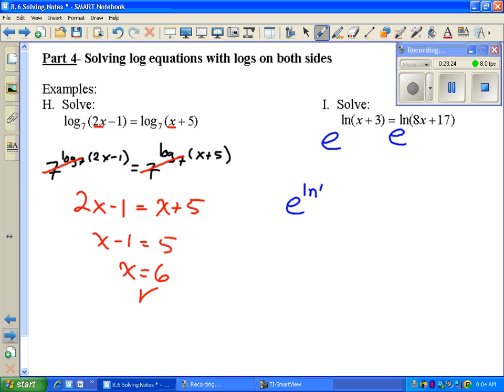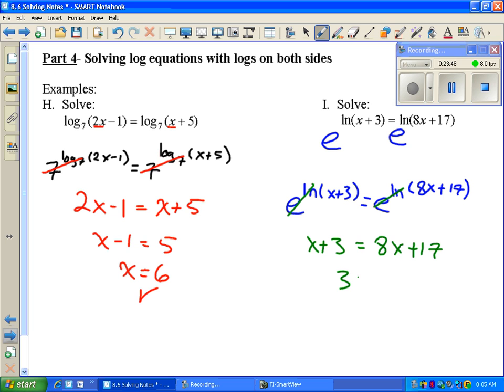So e to the natural log of x plus 3 is equal to e to the natural log of 8x plus 17. Once again, the exponent and the natural log cancel. So I have x plus 3 is equal to 8x plus 17. Subtract x. 3 is equal to 7x plus 17. Subtract 17, negative 14 is equal to 7x. So x is equal to negative 2.